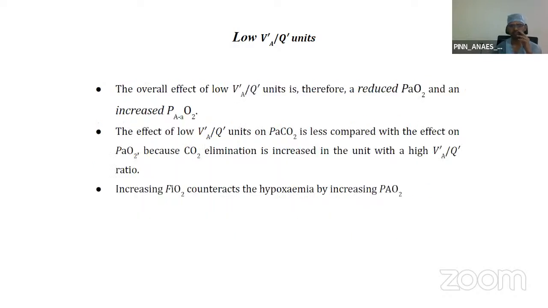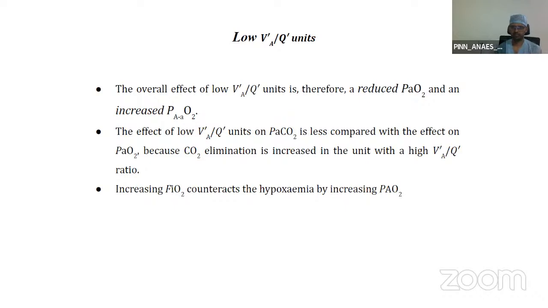And the overall effect of low VQ units is therefore a reduced arterial oxygen tension and an increased alveolar arterial oxygen pressure difference. The effect of low VQ units on PaCO2. What happens to PCO2 in case of low VQ units? The effect of low VQ units on PaCO2 is less compared with the effect on PaO2 because CO2 elimination is increased in the unit with high VQ ratio.